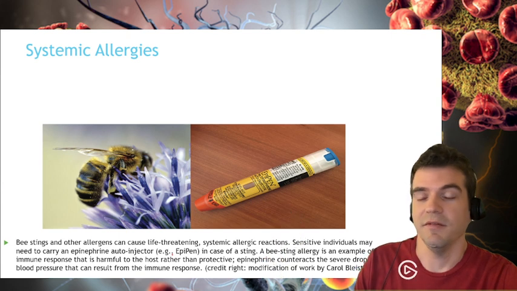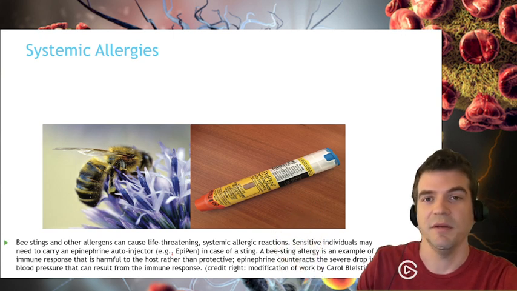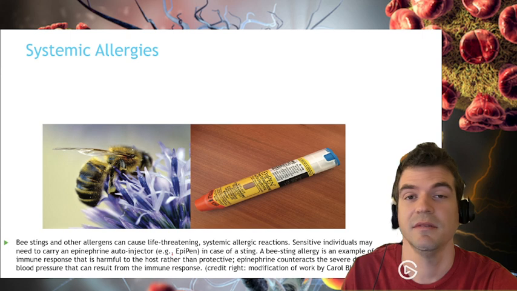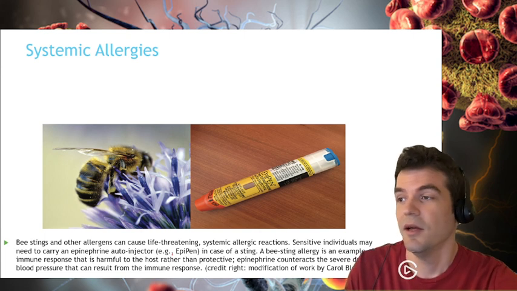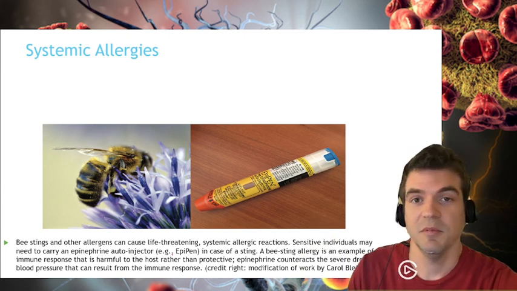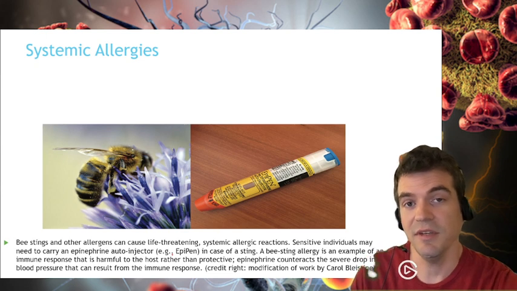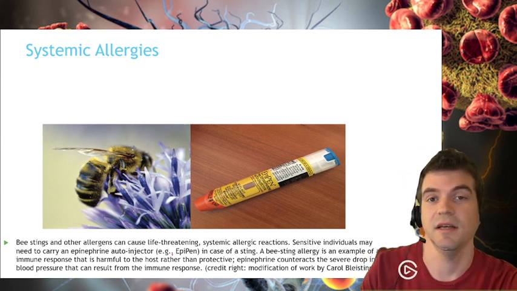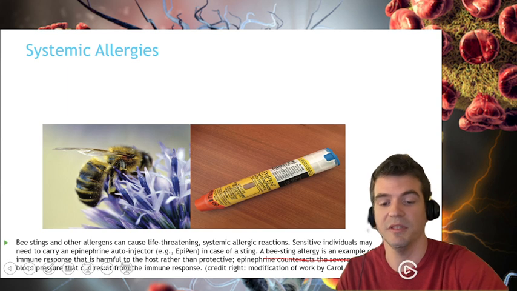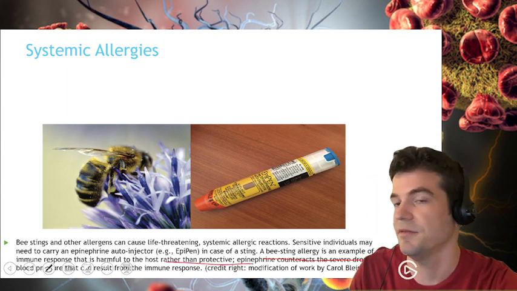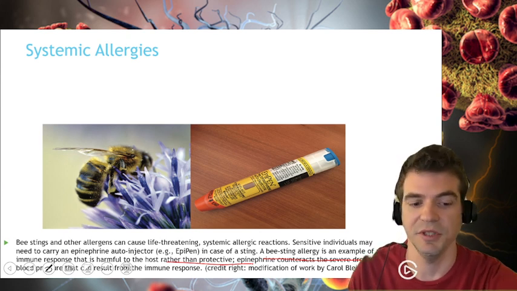If you are deadly allergic to bee stings, you would typically carry an EpiPen with you. I like the term EpiPen because it helps reinforce epinephrine, because epinephrine is in there, and EpiPen kind of looks like it also. A typical bee sting shouldn't kill you, but in people with an excessively high hypersensitivity to it, this is life-threatening. So a bee sting allergy is an example of an immune response that is harmful to the host rather than protective.